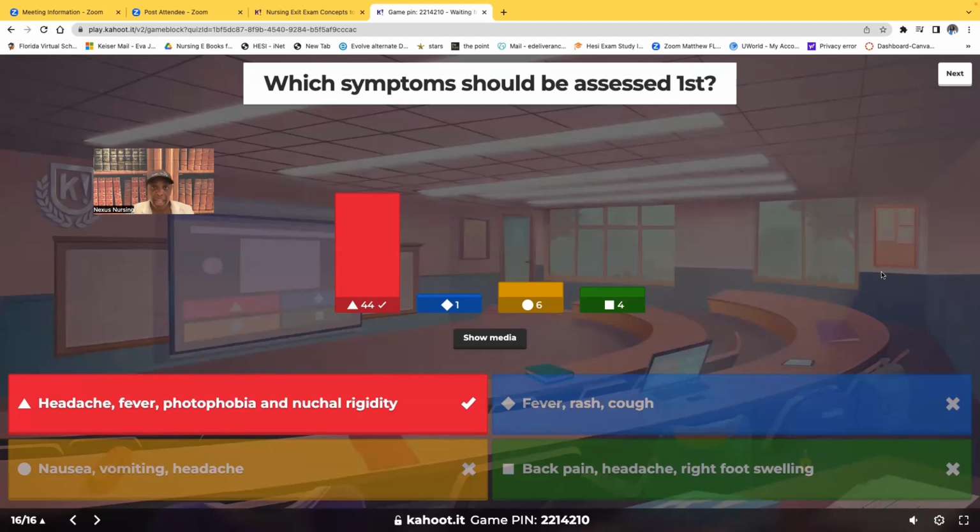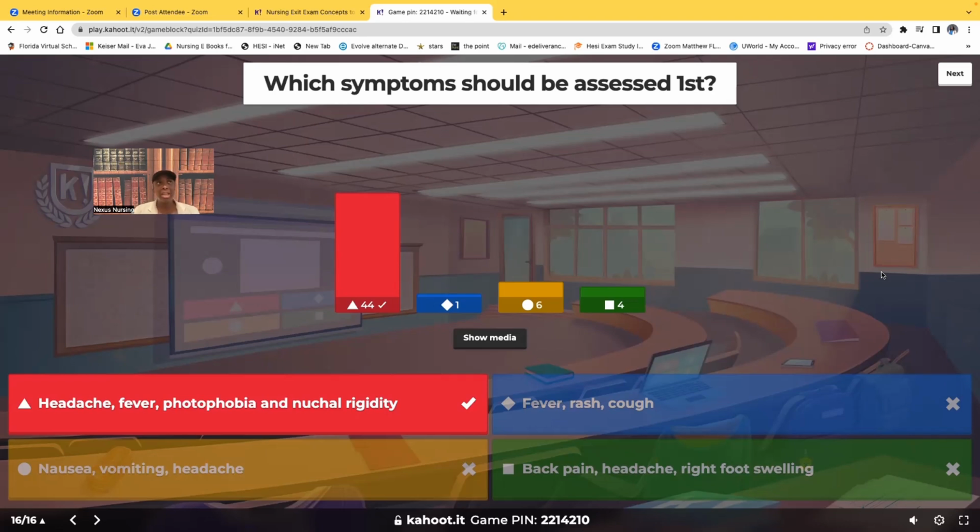You're going to go ahead and get cultures. You're going to go ahead and give antibiotics. And the patient has to be on antibiotics for a full 24 hours before they can even come out of isolation. So you better be thinking of meningitis.